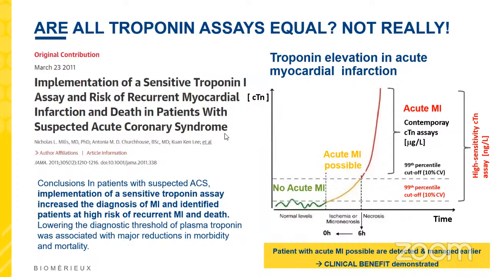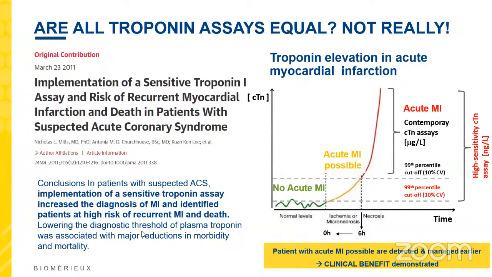Again, all troponin assays are not equal, yeah? So again, back to sensitivity. We talked about high sensitive D dimer. Now we're also talking of high sensitive troponin. And our troponin is troponin I, the one on VIDAS. And in this study that was published in 2011, they concluded that in patients with suspected ACS, implementation of a sensitive troponin assay increased the diagnosis of myocardial infarction and identified patients at high risk of recurrent myocardial infarction and death. Myocardial infarction can actually be recurrent, okay? So you can have an MI today, it's treated, and again, it comes back.